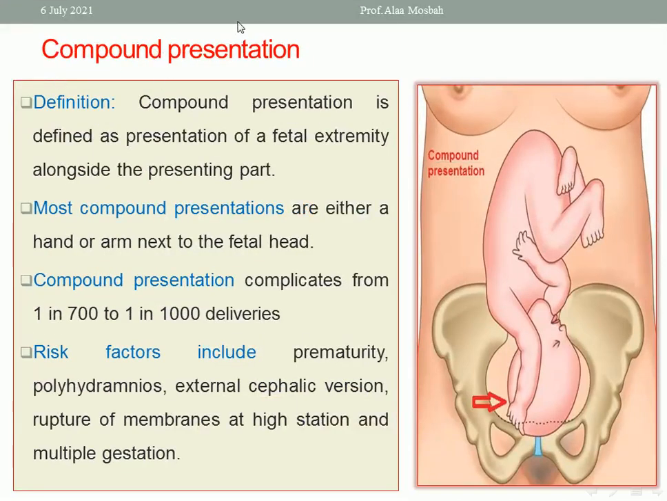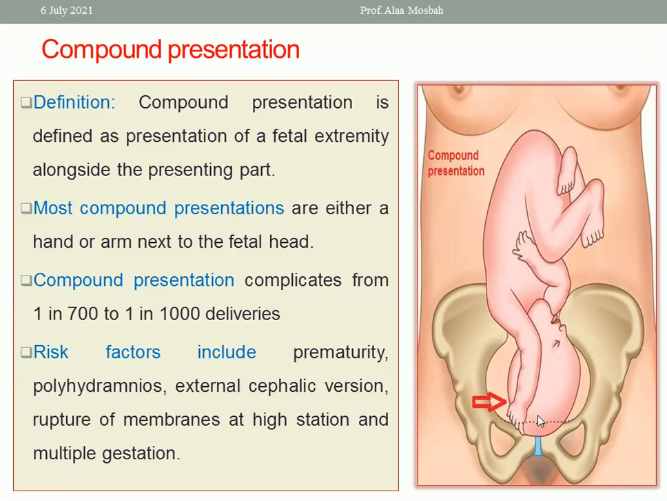Let us go to the compound presentation. As you see in this picture, compound presentation can be defined as presentation of fetal extremity alongside the presenting part. In this picture, the presenting part is vertex and the arm is alongside the head. So, compound presentation is defined as presentation of a fetal extremity, as arm or foot, alongside the presenting part.